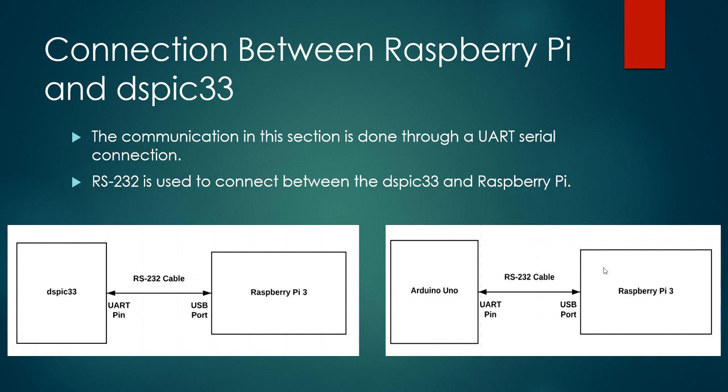Just keep in mind that the Raspberry Pi software will not change whether we are using the Arduino or the dsPIC33. So this microcontroller over here, the Arduino, was only used to track the data packets that the Raspberry Pi 3 sends to the dsPIC33. So we are just making sure that the Raspberry Pi is sending the correct data packets.